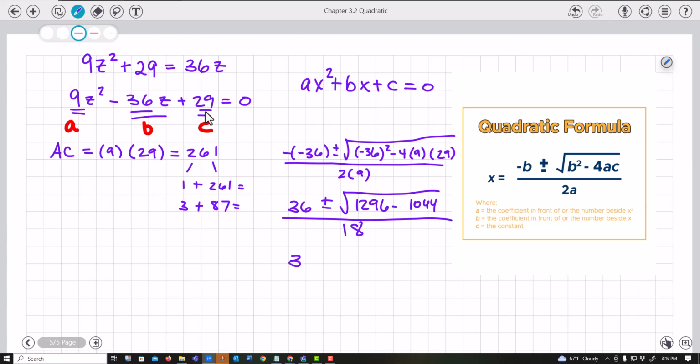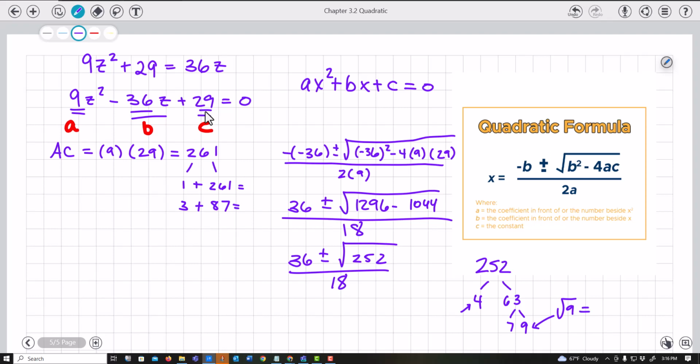I get 36 plus or minus the square root of 1296 minus 1044, which is 252, all over 18. Then I kind of go over here to the side and I see, what can I get out of that 252? And again, I picked up my calculator. I divided by 4 and I saw 4 times 63. I know that this is a perfect square, so the square root of 4 is going to give me 2. I also know I could use 9 times 7, so this is a perfect square, right? So the square root of 9 is 3.